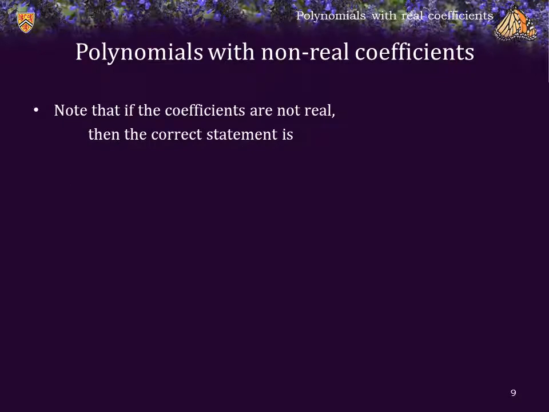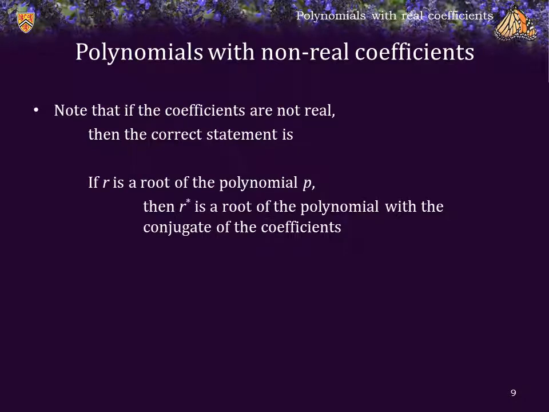Now, note that if the coefficients of the polynomial are not real, the correct statement is as follows. If r is a root of the polynomial p, then r star is a root of the polynomial with the conjugate of the coefficients of p. Okay, so that's a more general statement.